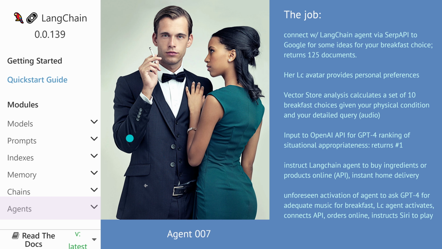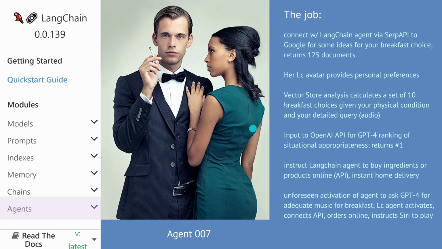But if you now think about what would be an example here for LangChain or without LangChain for our agent, imagine the job to be done. Now, if we are talking here about breakfast, what would happen? Now, the artificial intelligence system would connect via a LangChain agent to the SERP API to ask Google for some ideas for your breakfast choice. And Google would return about 125 documents on different breakfast options.